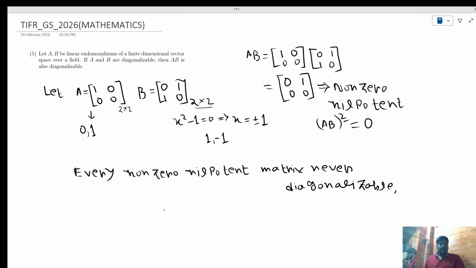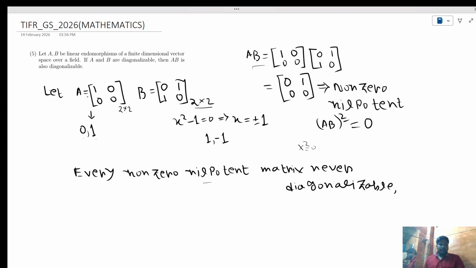Why? Because हम लोग जानते हैं कि a matrix is diagonalizable only if its minimal polynomial can be written as distinct linear factors. So here the only eigenvalue is 0. So its minimal polynomial should be like x, but x does not imply 0, so it should be x squared. That means we cannot write the minimal polynomial in distinct linear form. That's why every non-zero nilpotent matrix is non-diagonalizable. So here AB is not diagonalizable.